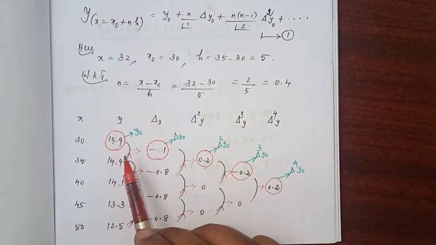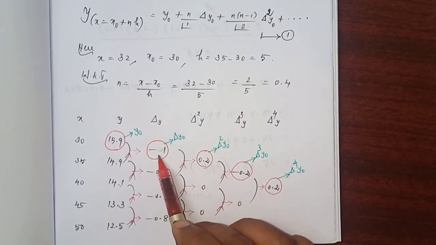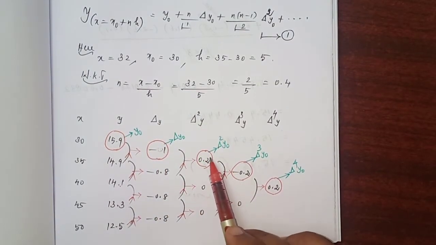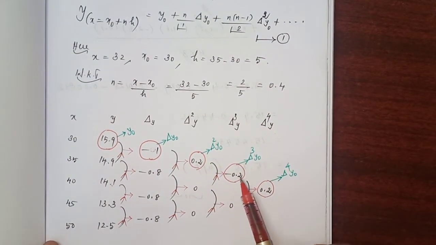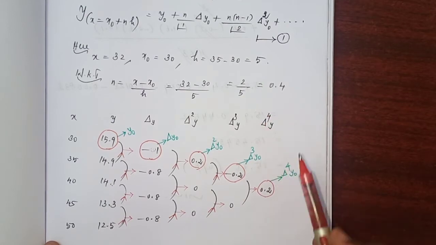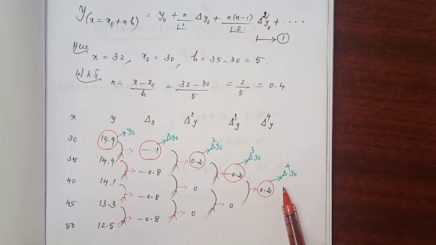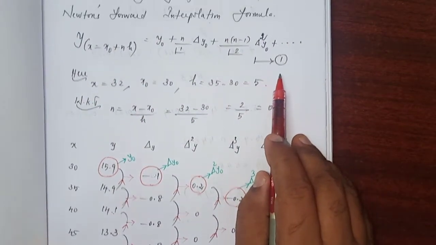Now in y the first one is y naught. In del y the first number is del y naught. In del square y the first number is del square y naught. In del cube y the first number is del cube y naught. In del power 4 y the only one number is del power 4 y naught. You have to substitute all the values in that equation number 1.